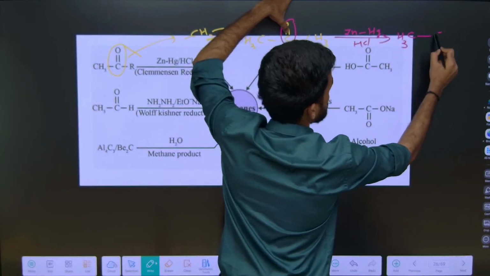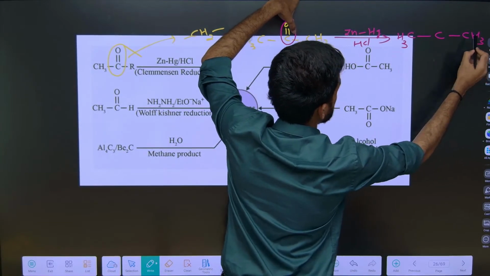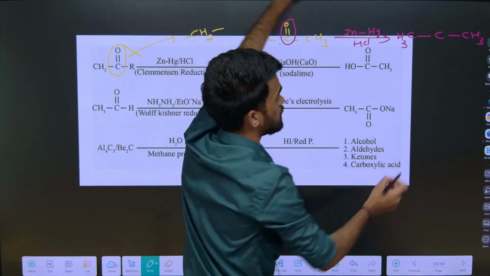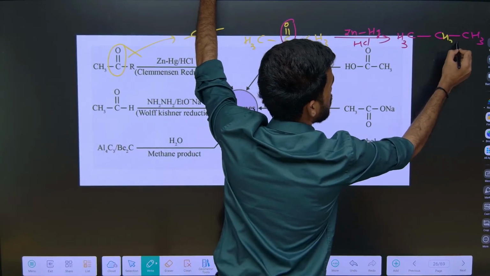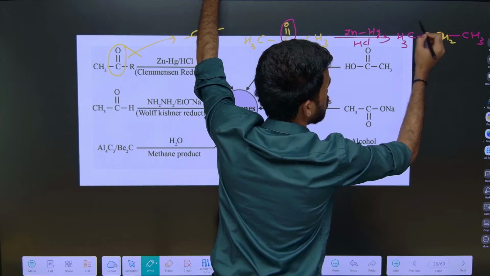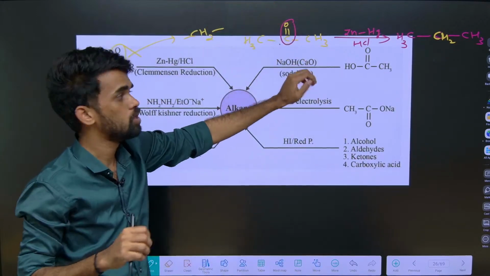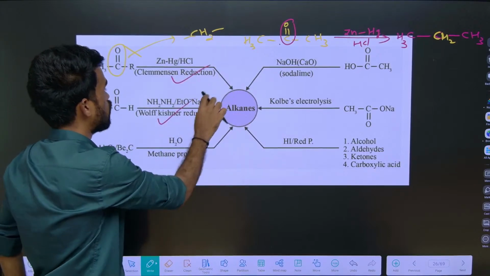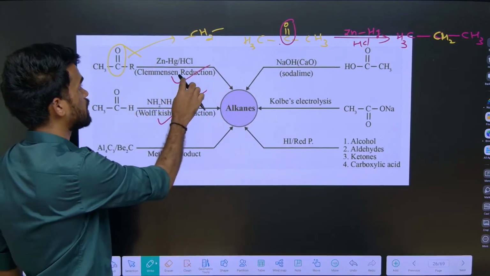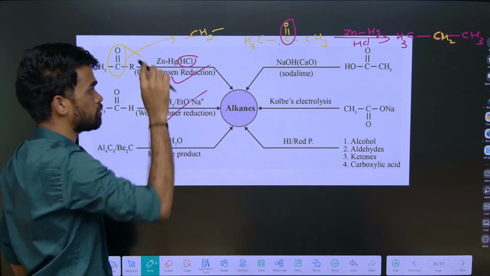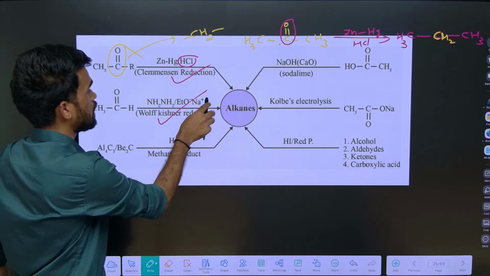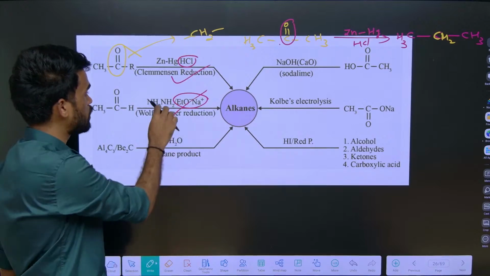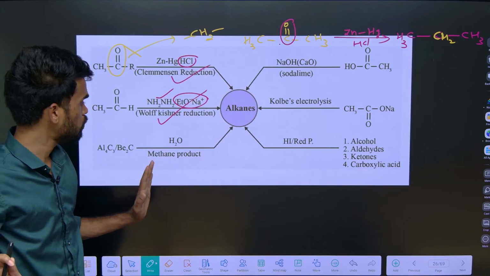This other CH3 is also as it is, and the carbonyl group, the center carbon, will be converted into CH2 form. So a methylene group is formed from this carbonyl group. This is the conversion that takes place in Clemmensen reduction as well as in Wolff-Kishner reduction. Clemmensen reduction is used in acidic medium and Wolff-Kishner reduction is in basic medium. Here we will be using hydrazine. I hope this is also clear.